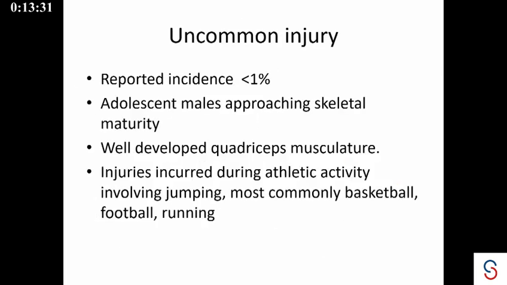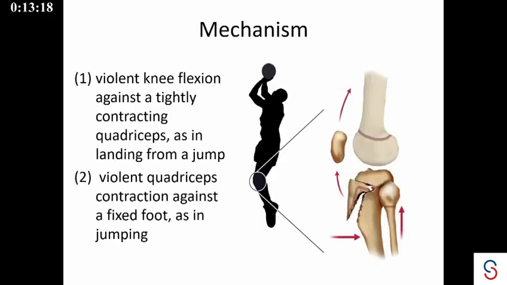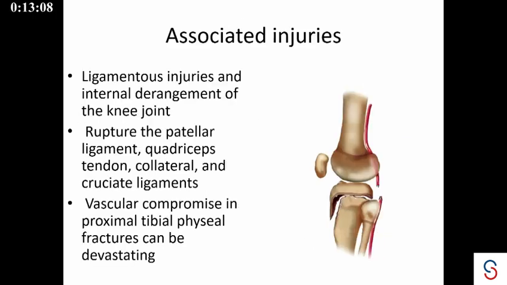The reported incidence is less than 1% of all epiphyseal injuries. Usually adolescent males approaching skeletal maturity have them, with well-developed quadriceps musculature. Injuries occur during athletic activity, mostly jumping activities: a violent knee flexion against the tightly contracting quadriceps, as in landing from a jump, or violent quadriceps contraction against a fixed foot, as in jumping. Along with these injuries, there may be rupture of the patellar tendon, quad tendon, collaterals, and cruciates. And vascular compromise of the proximal tibial physeal fracture can be devastating.